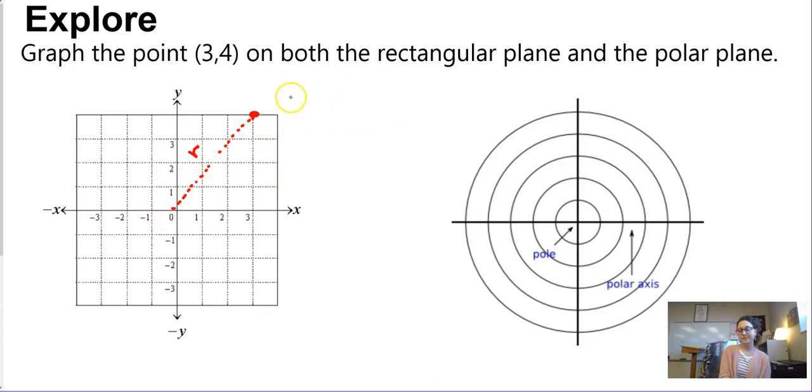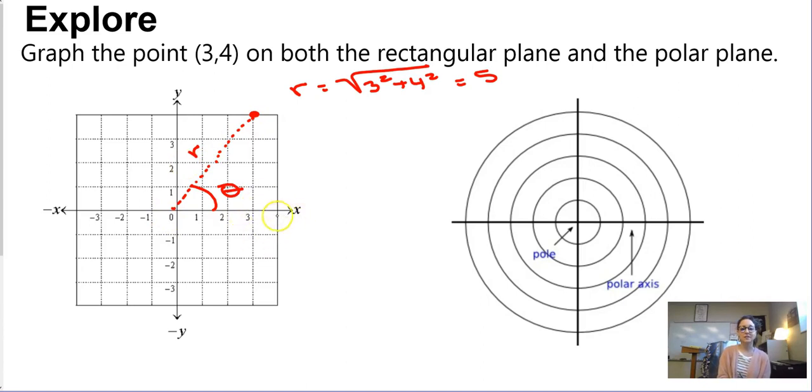So how could I find this distance? We've been doing this for a long time, right? I could find r by using good old Pythagorean. So r equals the square root of 3 squared plus 4 squared, which is the square root of 25, or 5. Okay, so there's my r. Now theta is going to be this angle made by the positive x-axis and this line that I drew here, right?